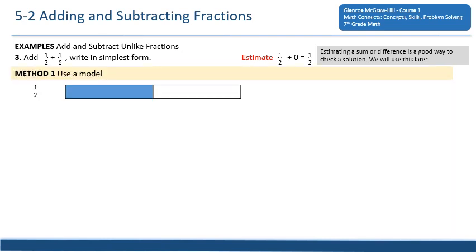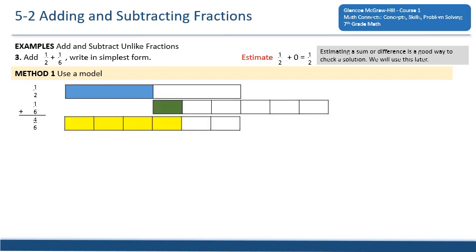So method 1, use the model. We have 1/2 and we have 1/6. If we create a new block of cells, we will have 4/6. And if we simplify, that's 2/3.